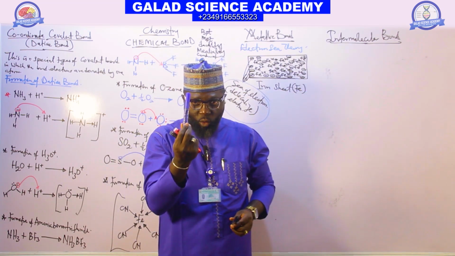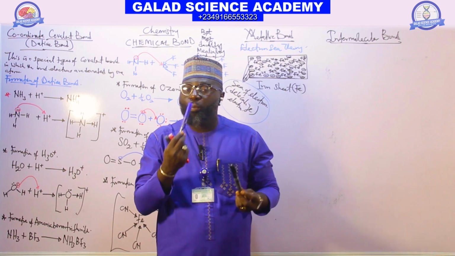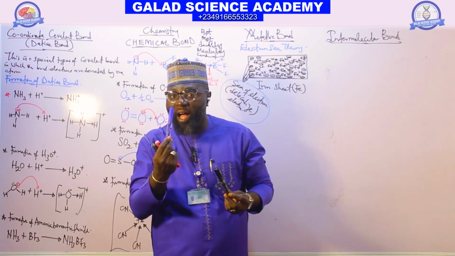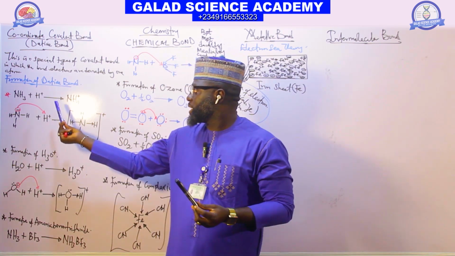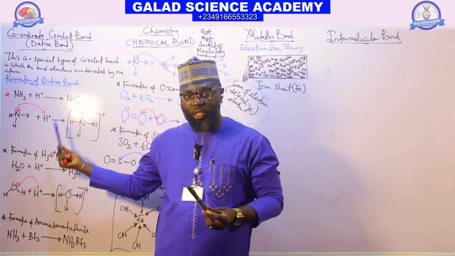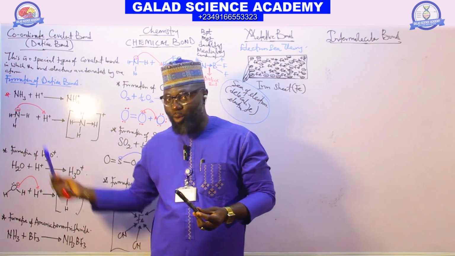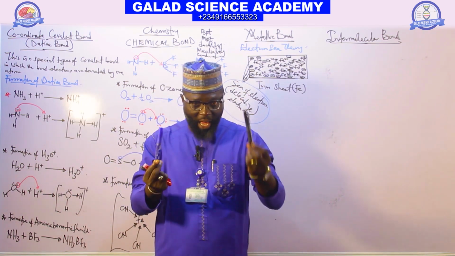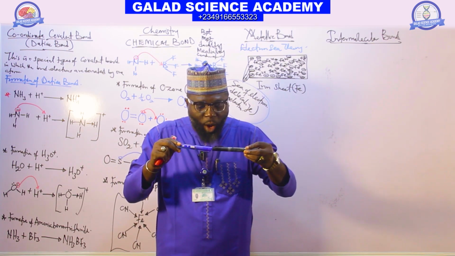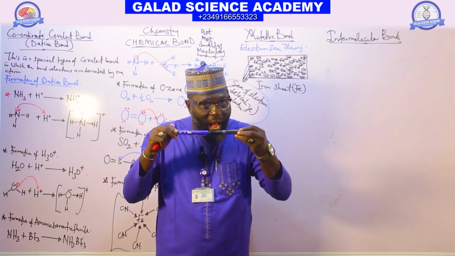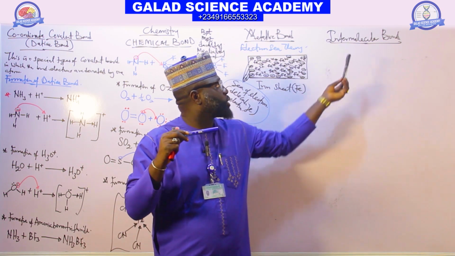This is a molecule. This is a molecule. The bond in this blue marker, we call it what? Intramolecular bond. It may be a dative bond, covalent bond, metallic bond, or ionic bond that exists in here. But this is a molecule, this is a molecule. If I now join these molecules together, the bond that joins the blue marker and the black marker together, we call it what?